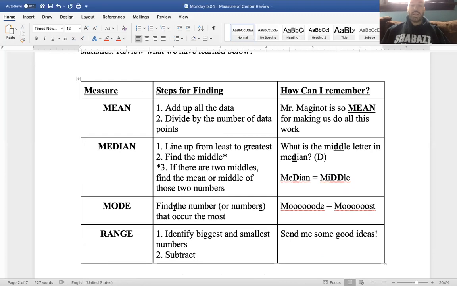For a range, you're going to identify the biggest and smallest numbers, and you're going to subtract them. I don't have a really good way to remember it. It's the only one that doesn't begin with M. So for range, it's usually the last one that I do. But if you have any good ideas, go ahead and send them my way.